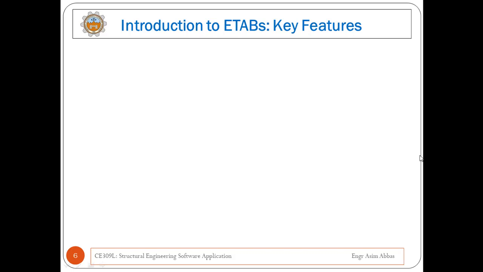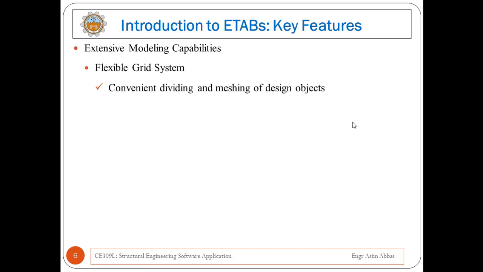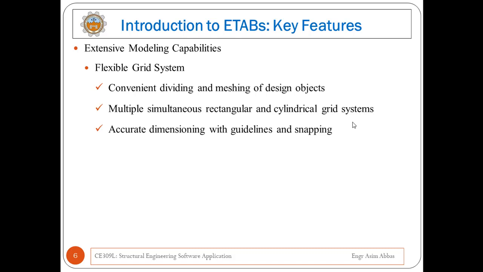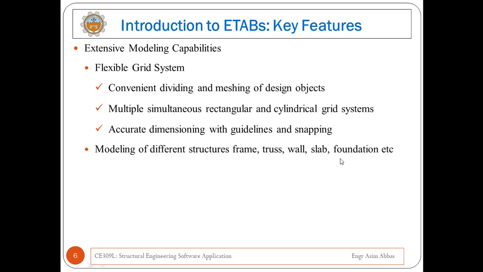ETABS key features: extensive modeling capabilities that include flexible grid system, which is convenient in dividing and meshing of design objects, and multiple simultaneous rectangular and cylindrical grid systems are available, and accurate dimensioning with grid lines and snapping, right? And ETABS has the capability to model different structures like frame, truss, wall, slab, foundation, and many other structures.